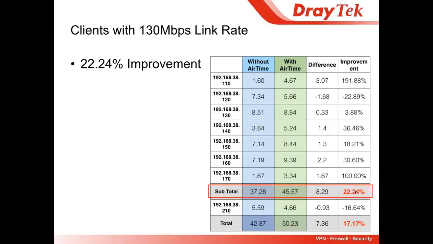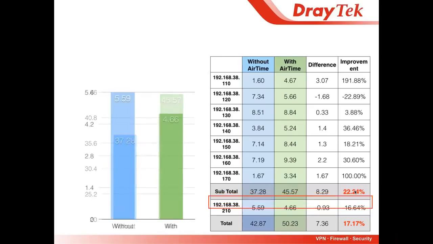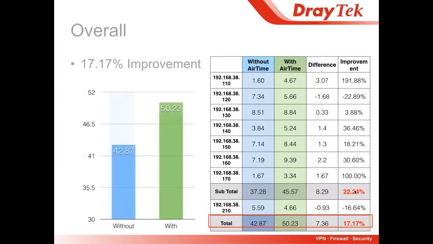Let's compare this part, the subtotal. It got 22.24% improvement. And the one with bad link rate got 1664% deduction. The overall improvement is 1770%.